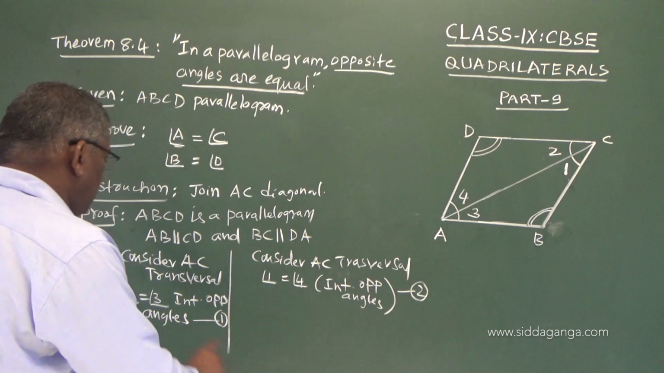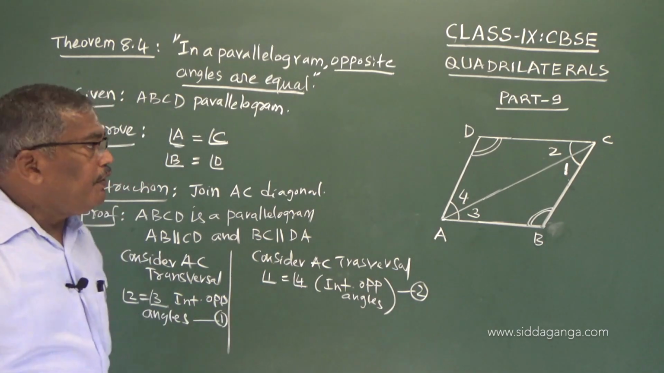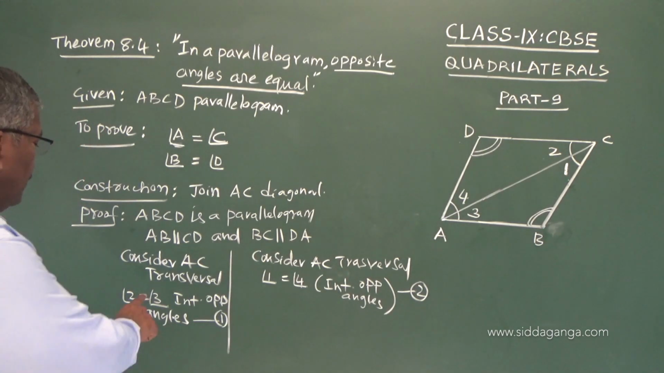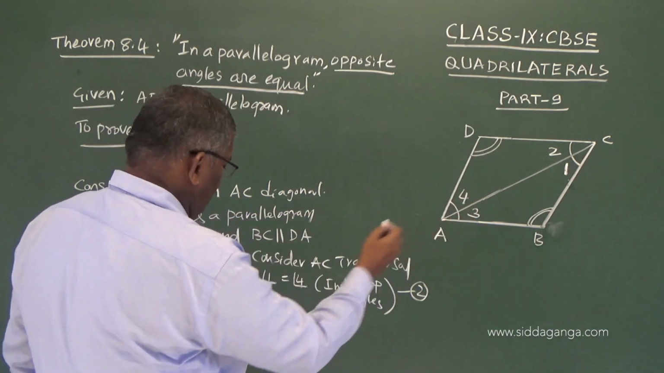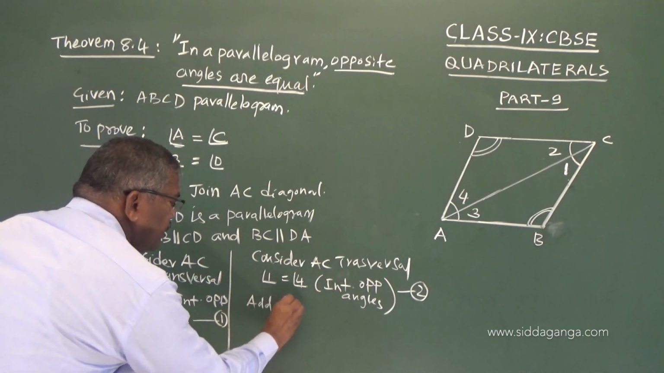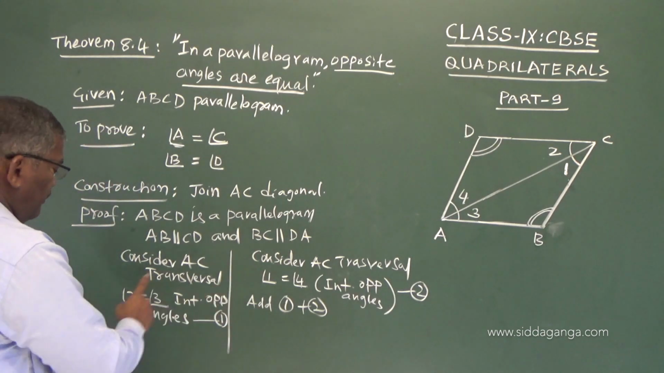Now, see, angle 2 equals angle 3 and angle 1 equals angle 4. We have two equations. So, add equation 1 and 2. I will write here, add 1 plus 2. So, what will you get? Left hand side, left hand side.